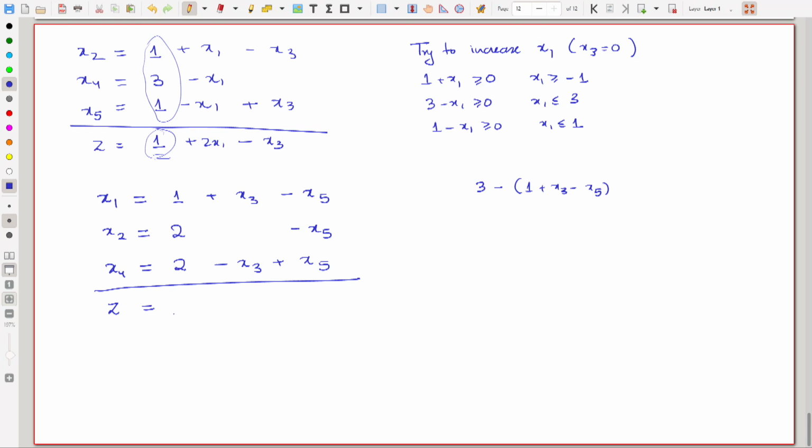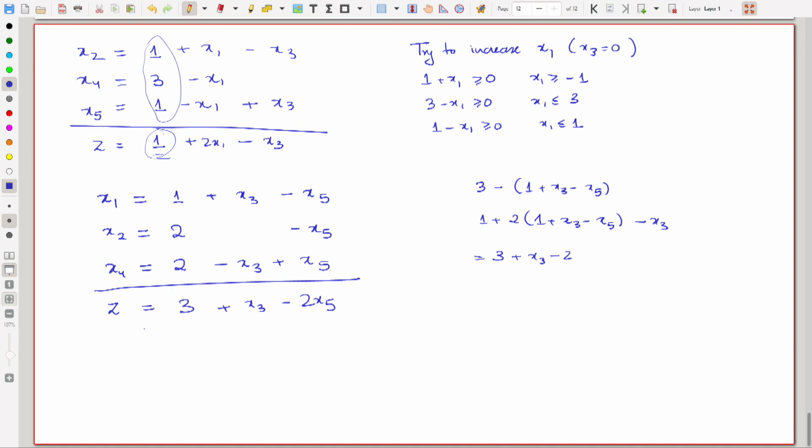So, this is now, so I have 1 plus 2 into and then we have x1, which is of course 1 plus x3 minus x5 minus x3. So, this becomes 3, then what is the coefficient of x3? 2x3 minus x3. So, it becomes plus x3 and then it is minus 2x5. So, 3 plus x3 minus 2x5.